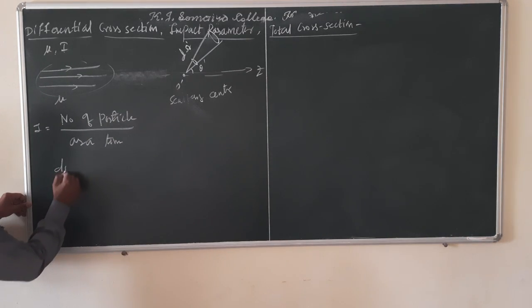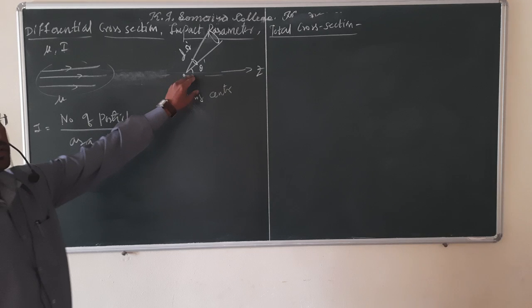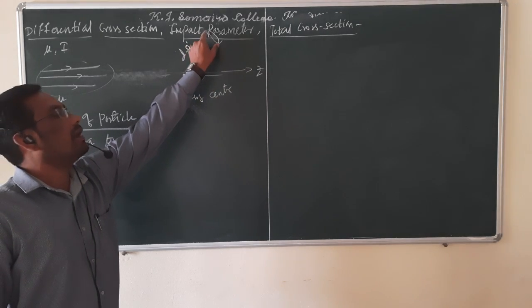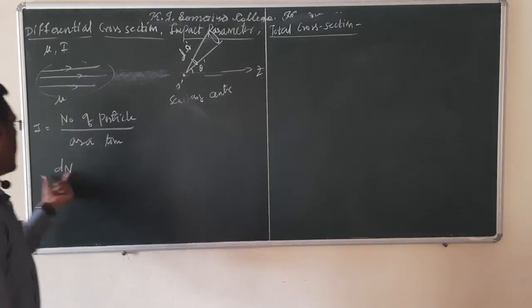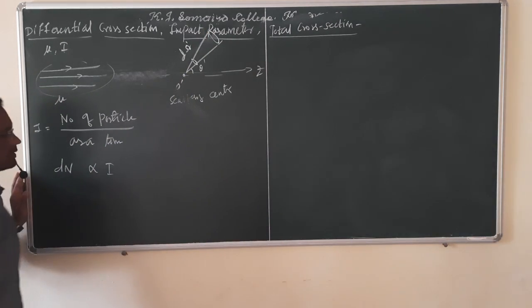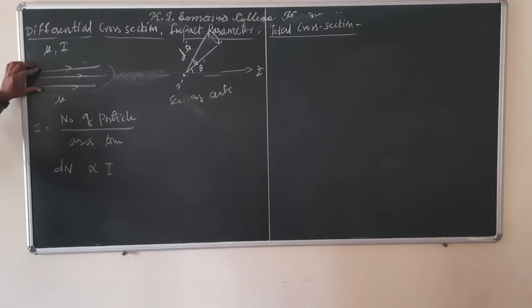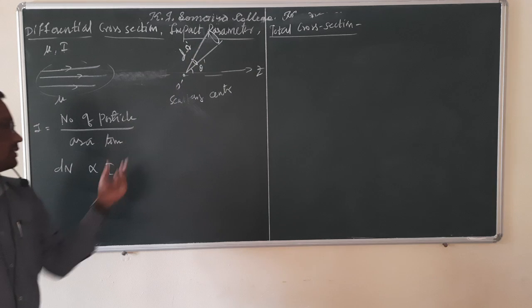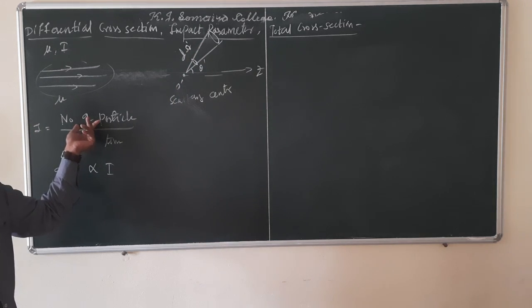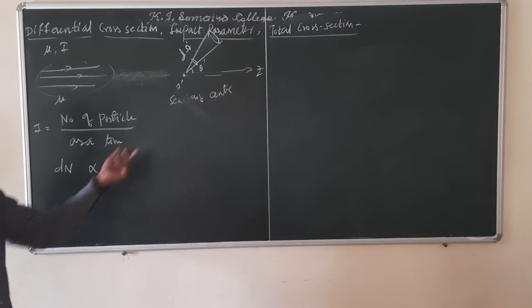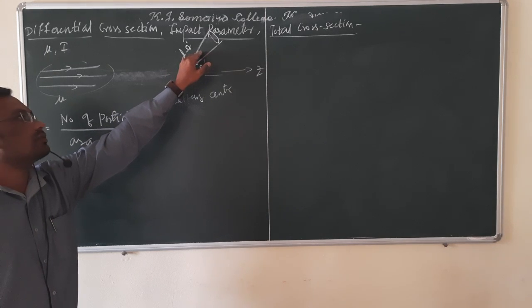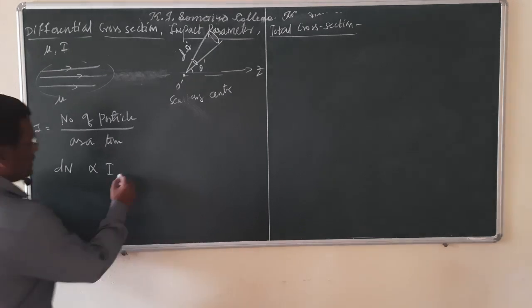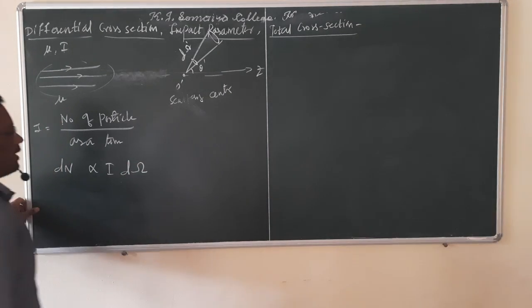So dn is the number of particles which are scattered by angle theta dash in solid angle d omega dash. That number is directly proportional to intensity. Why? Because the more particles that come, the more particles will be scattered. Since intensity is directly proportional to the number of particles, the particles scattered in solid angle d omega dash are directly proportional to intensity, and also proportional to d omega dash.